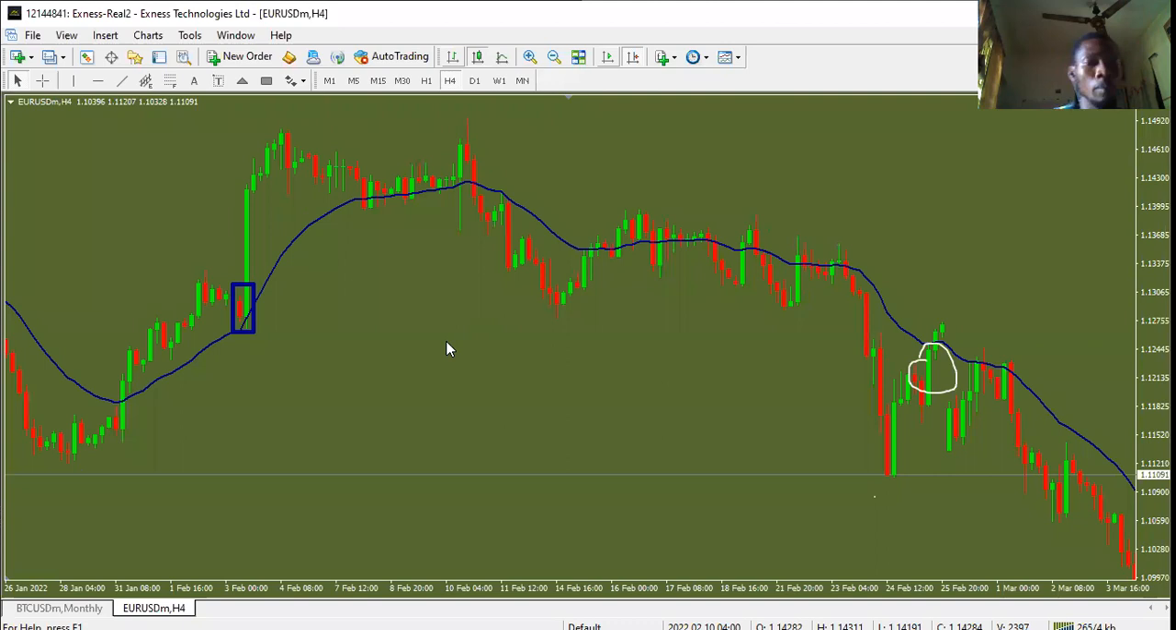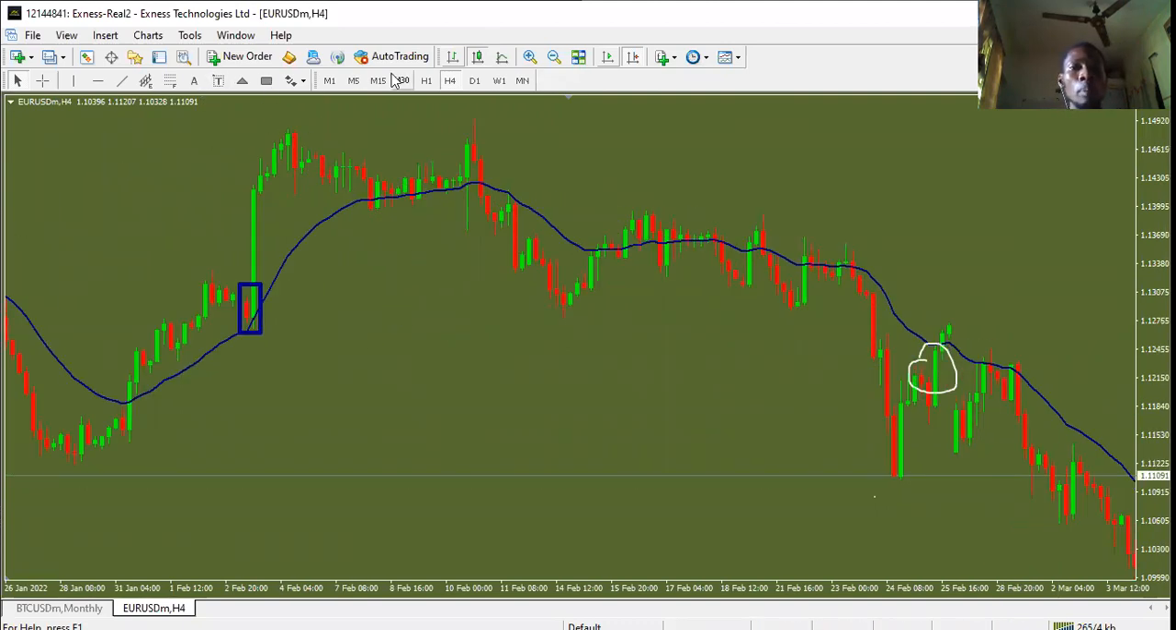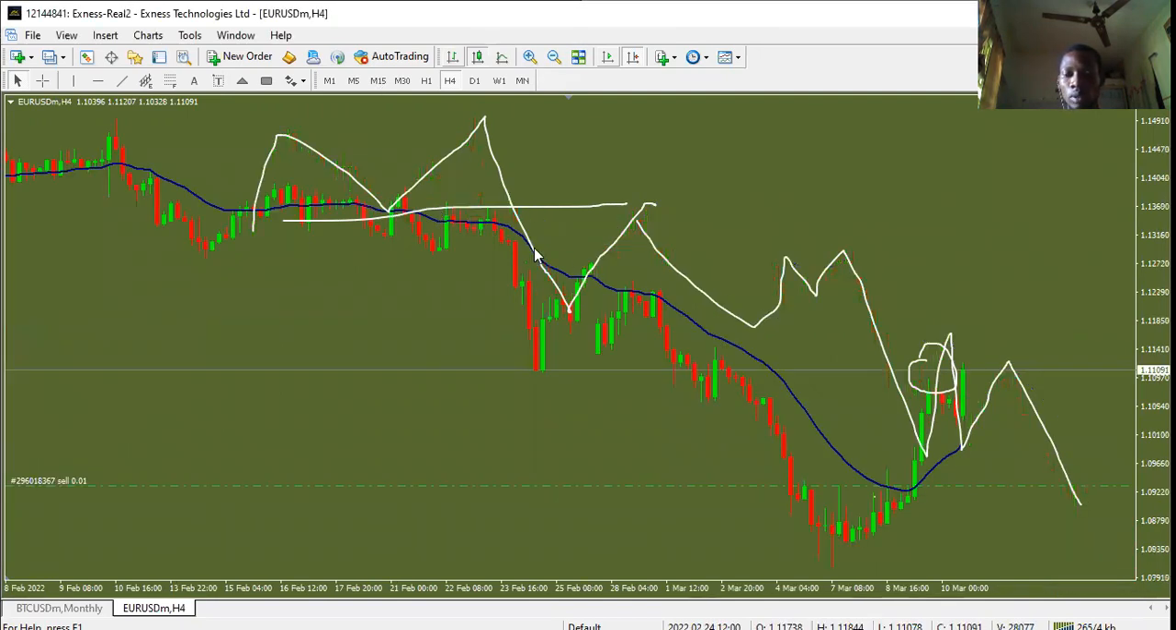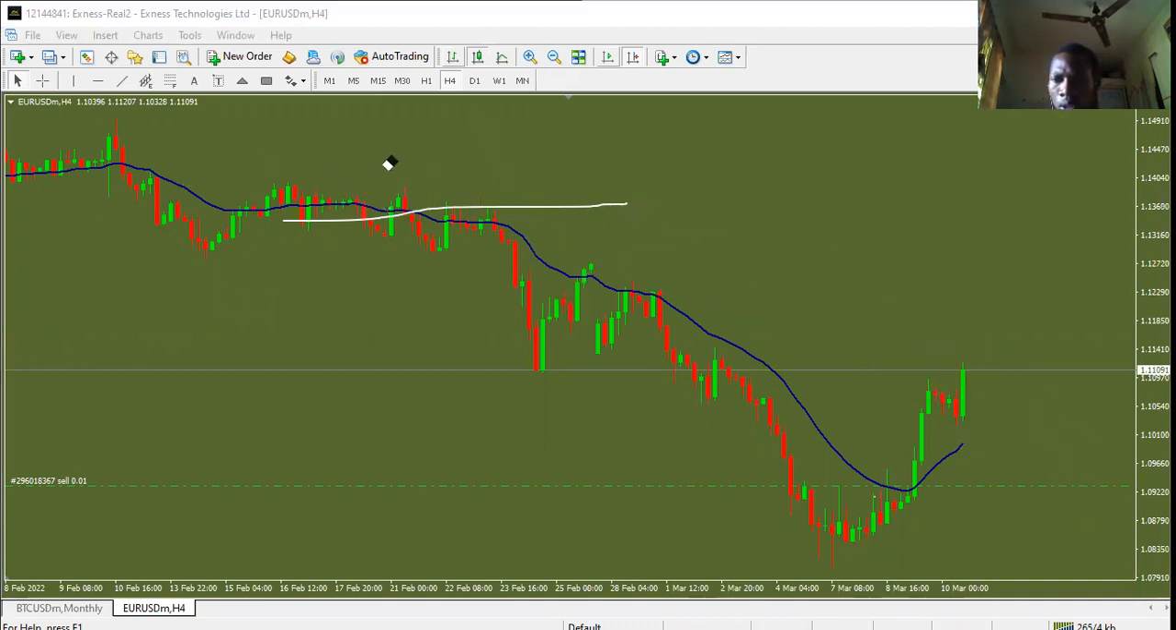And what happened to it? Price kept on moving higher until we have another what? Break in the 1 hour market structure level. We have another break in the 1 hour market structure level. This is the break. And price kept on dropping. Up, drop, up, drop. It is still respecting market structure level. Still respecting market structure level.